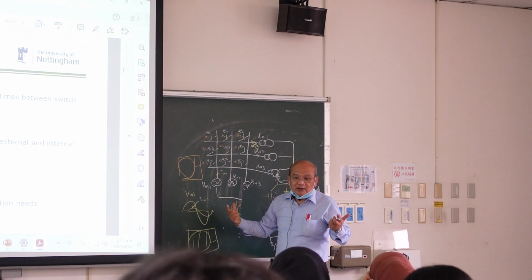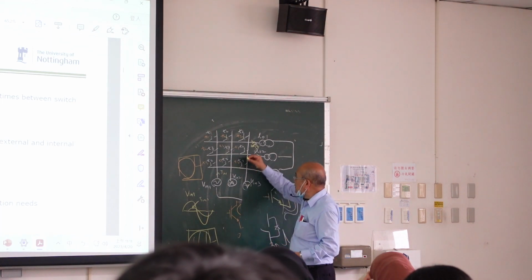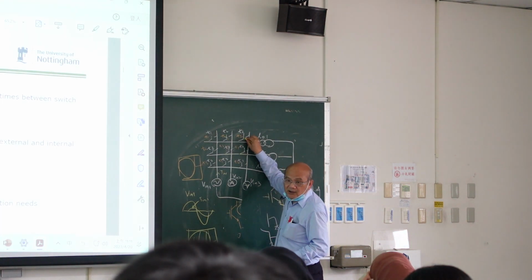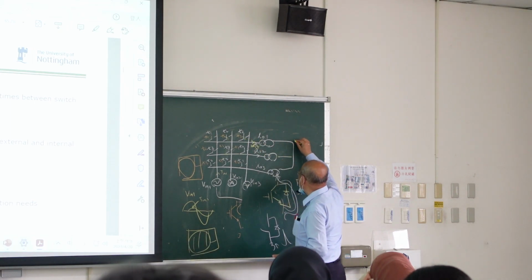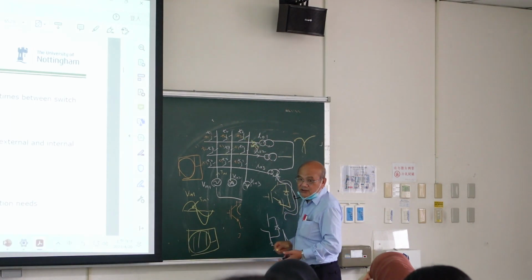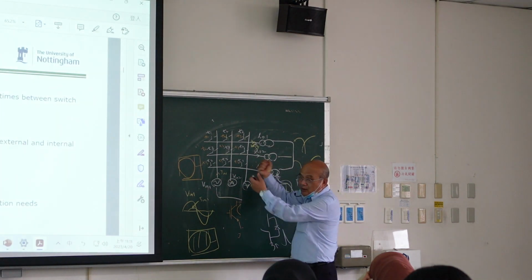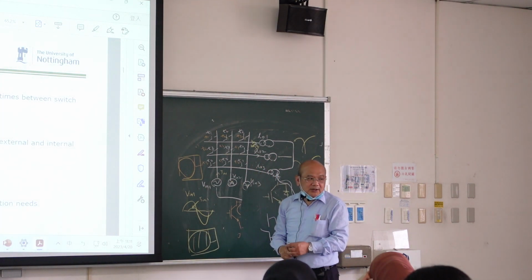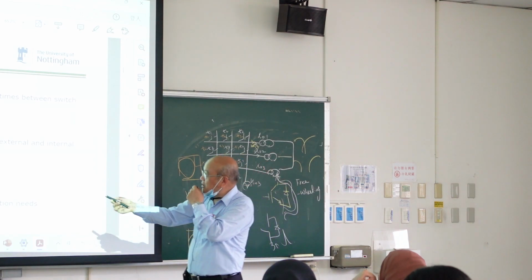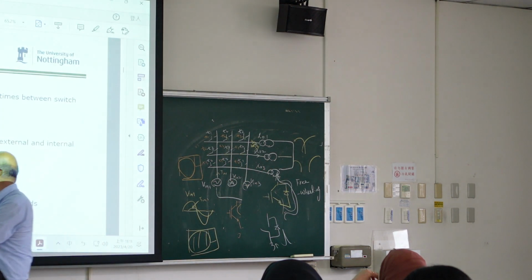No way, right? No way. Because you cannot jump immediately. So if you have overlap, then short circuit. If you have dead time, then open circuit. So this is the challenge: current commutation.